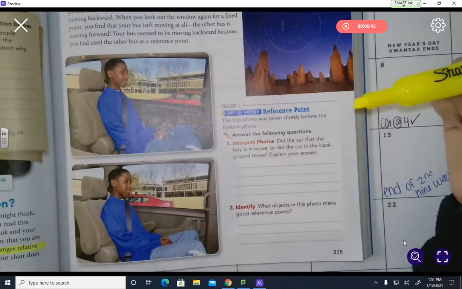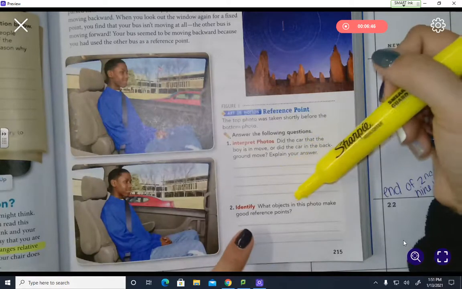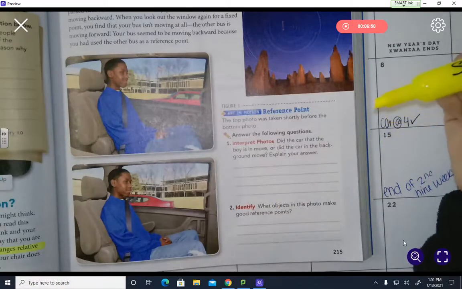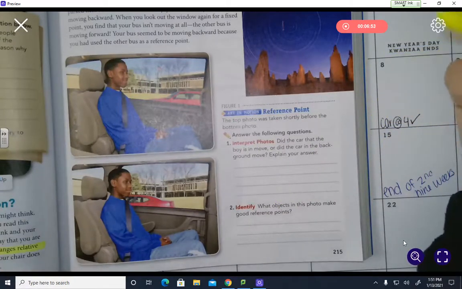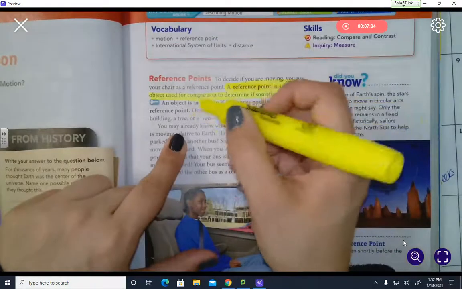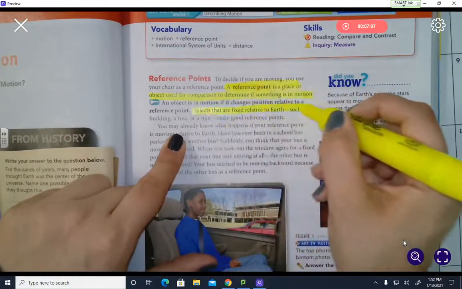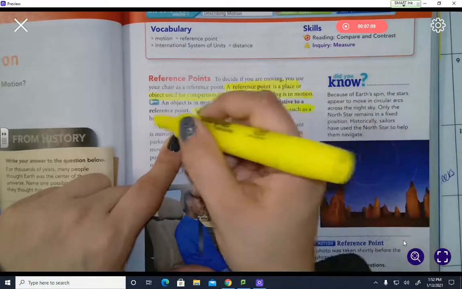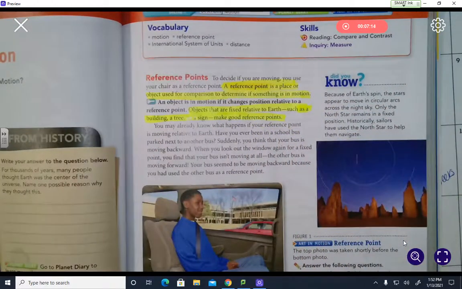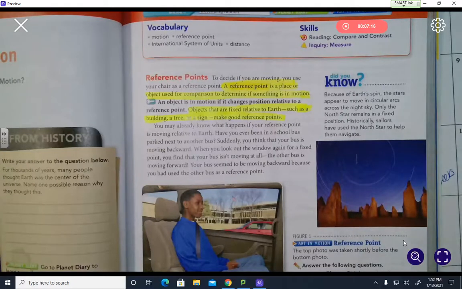Explain. Number 2, what objects in the photo make good reference points? So remember, a reference point is that point of comparison to determine if something's in motion. So it's something that's going to not move to see if something's in motion. So actually, if we go back up here, I want you to highlight objects that are fixed relative to Earth, such as buildings, a tree, or a sign make good reference points. Highlight that, because that'll help you answer number 2 at the bottom of this page.